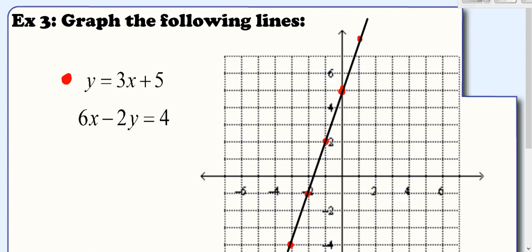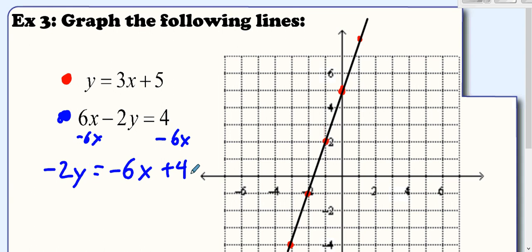We're going to do the same thing with this equation once we have it in slope-intercept form. So the first thing we're going to do is get slope-intercept form. We're going to solve for y. So we're going to subtract the 6x, and then we're going to divide by -2. We get y by itself. Negative over negative is +3. And then 4 divided by -2 is -2.